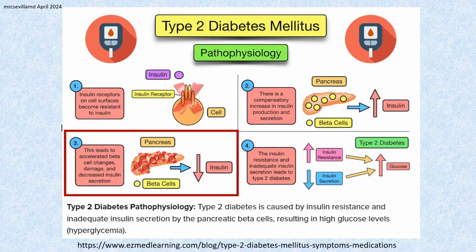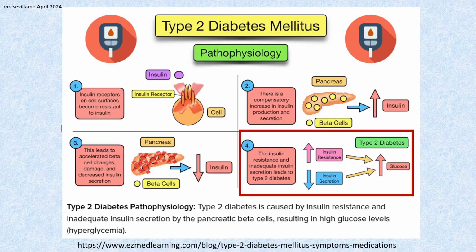This compensatory increase in insulin production and secretion eventually leads to exhaustion and damage of the insulin-producing beta cells of the pancreas, causing a drop in insulin levels. Thus, type 2 diabetes mellitus is a product of both the development of insulin resistance and a drop in insulin production over time.